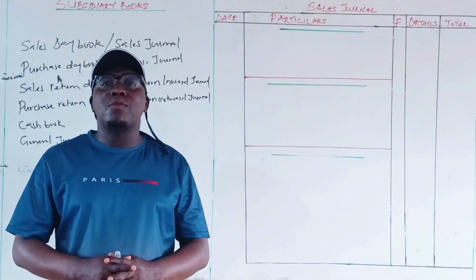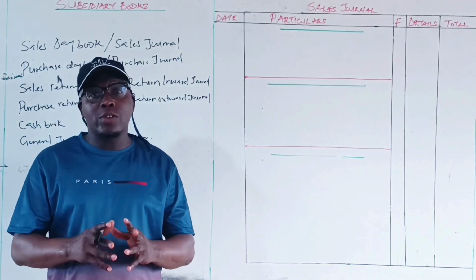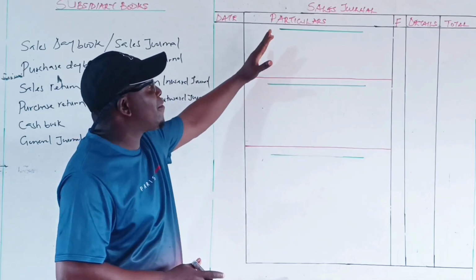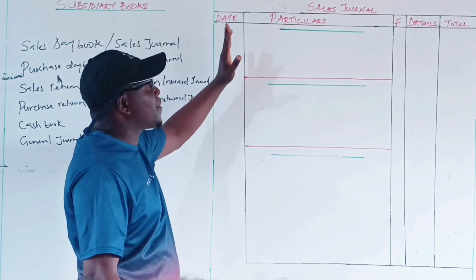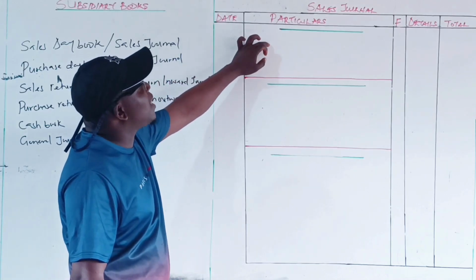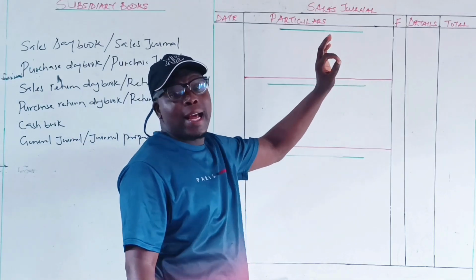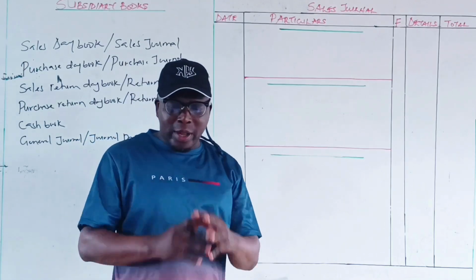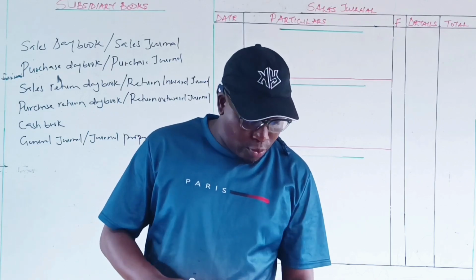Sales day books are books that are used to record goods that are sold on credit to a customer. So in preparing our sales day book, we're going to have it prepared in this format. We have the date of the transaction, the particulars of the transaction, the folio, the details, and the total amount involved in the transaction.